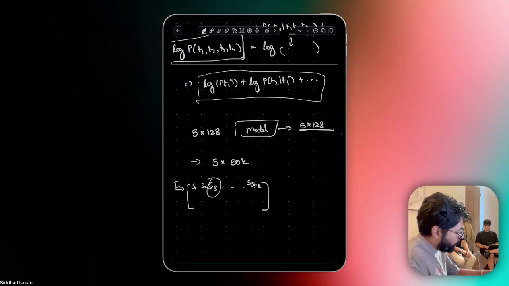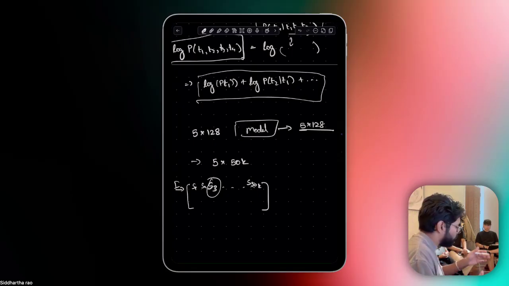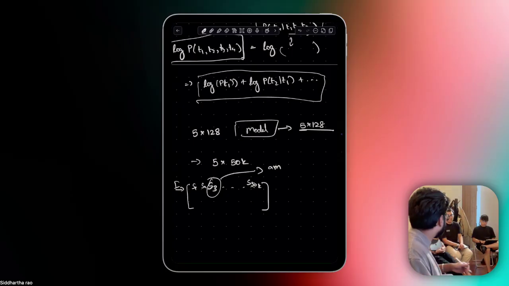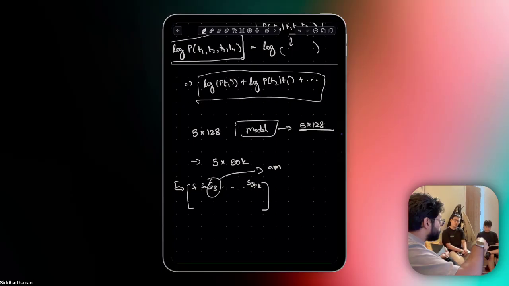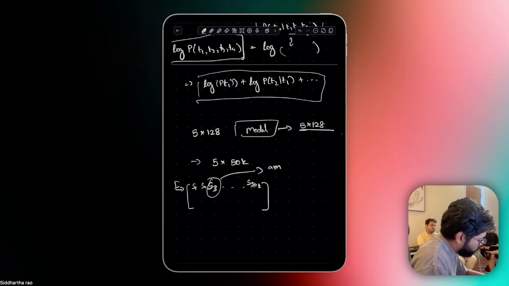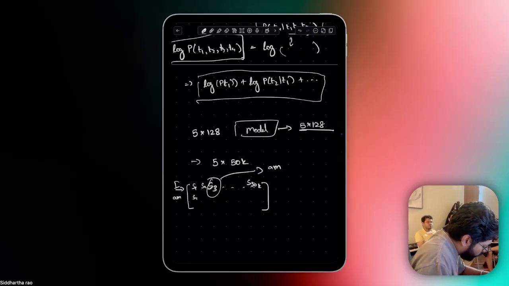And maybe the model says S3 has the highest score. S3 corresponds to a token as well, because it's part of the 50,000 sequence. So S3 maybe corresponds to the word am. Then we know the model is right, because the highest score was S3, and the third position is actually taken up by the token am. And if the model says instead something else, so let's say for the second row that corresponds to the word am, then what the model predicts is S1, S2, S3, and so on, S50K.